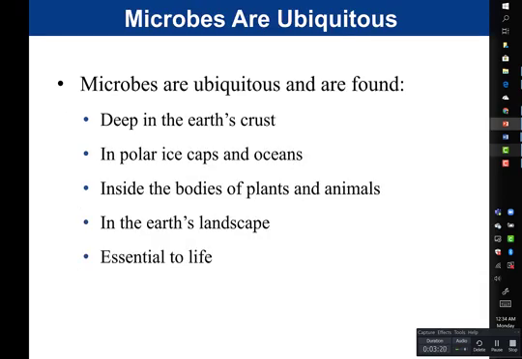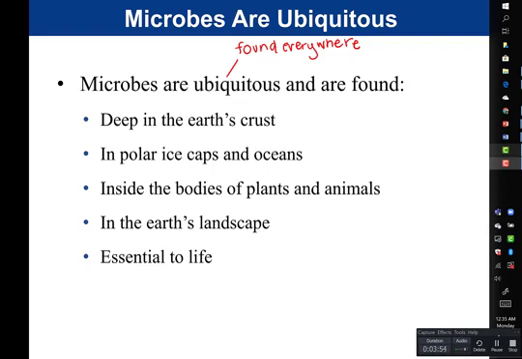Now, microbes are ubiquitous. And what that means is they're found almost everywhere in nature. So where can they be found? Well, they can be found in very diverse environments. They could be found deep in the Earth's crust. They can be found in polar ice caps and in oceans. They can be found inside the bodies of plants and animals. They can be present in the Earth's landscape, and they are essential to life.